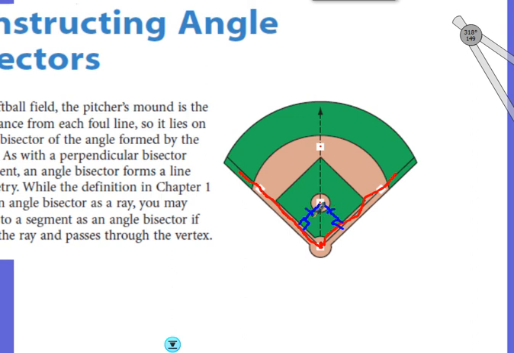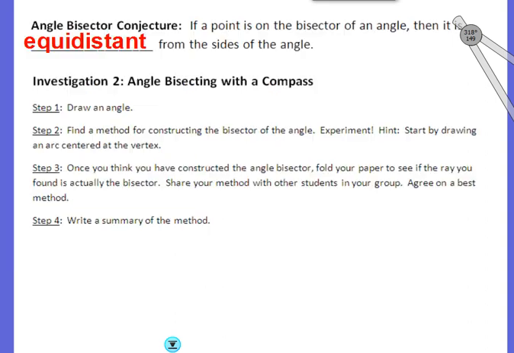They will be congruent. The same with second base. If this is the angle bisector, the little dotted black line, from second base to first base, and from second base to third base, you draw the perpendiculars, and they are the exact same distance. Okay? That's how they make the baseball field.